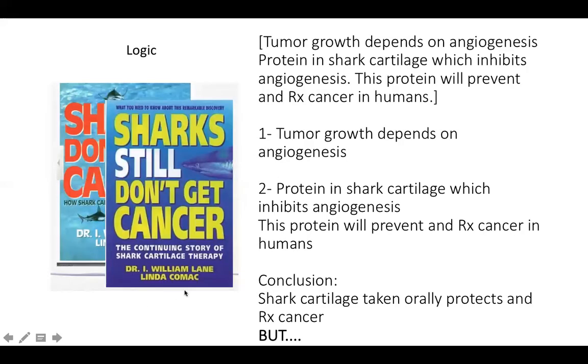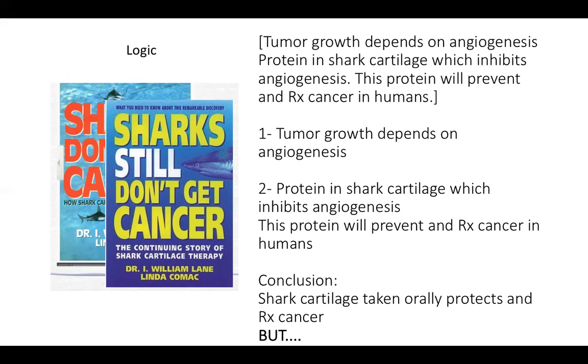Take this example. I put this sentence up so that we can read it together, and then break it down into premises and conclusion. This claim says: tumor growth depends on angiogenesis; a protein in shark cartilage inhibits angiogenesis; this protein will prevent and treat cancer in humans. So the claim says tumor growth depends on angiogenesis, and there is a protein in shark cartilage that you can use to help cancer, since cancer depends on angiogenesis.